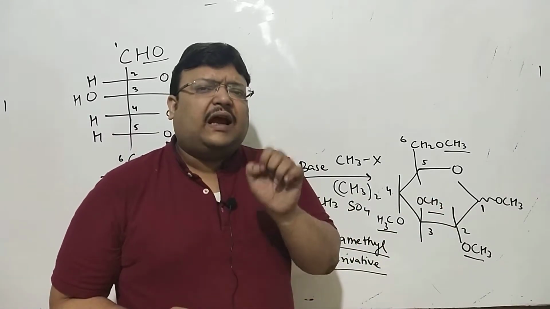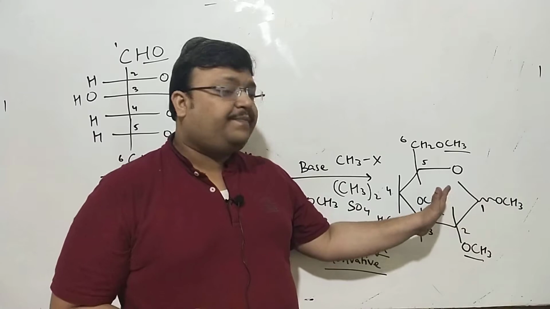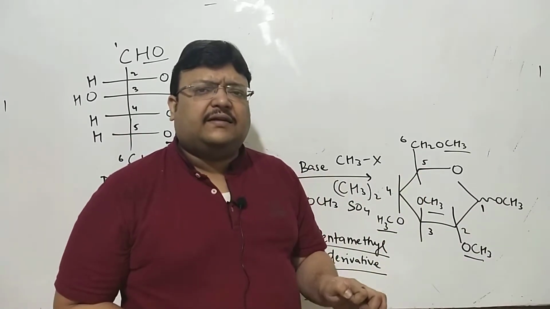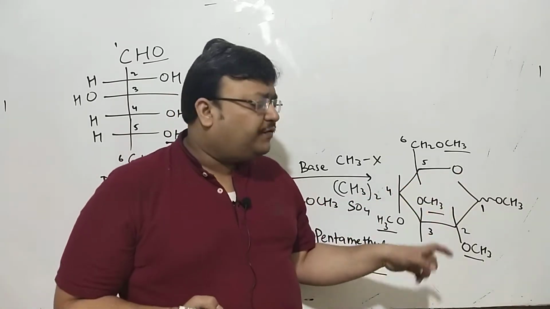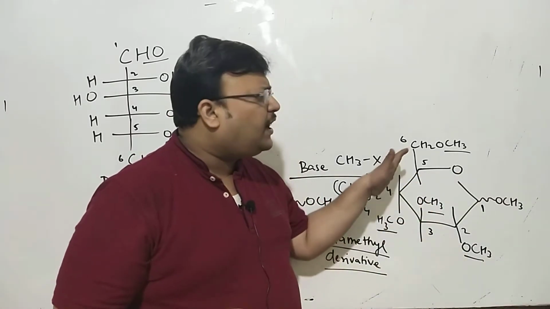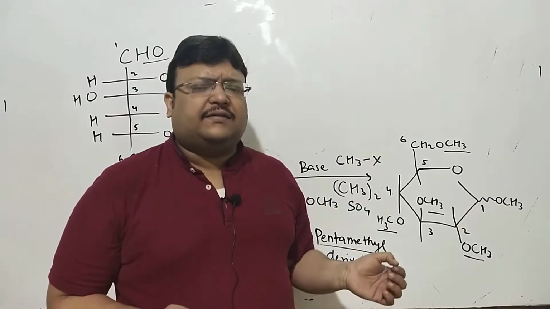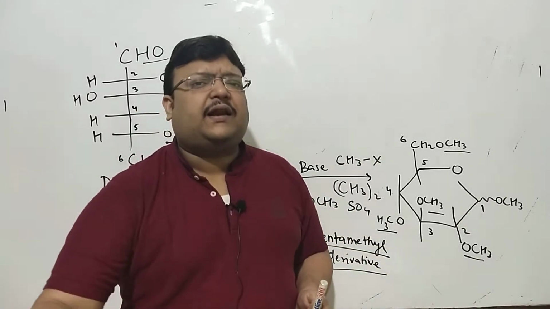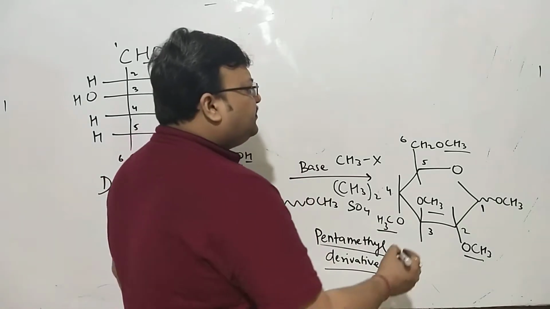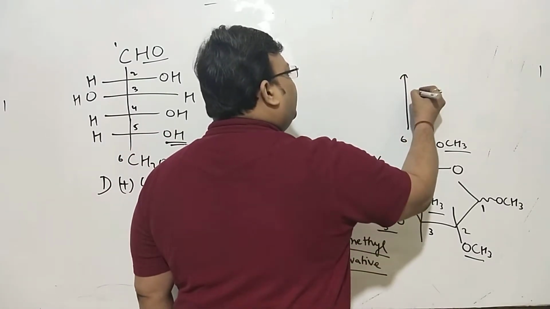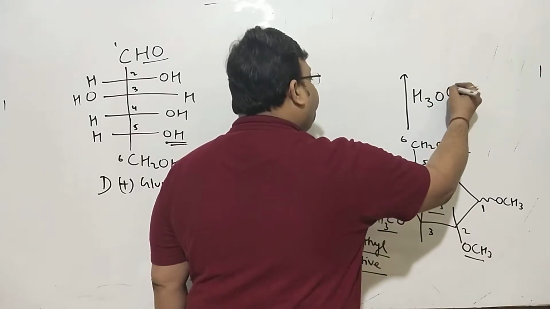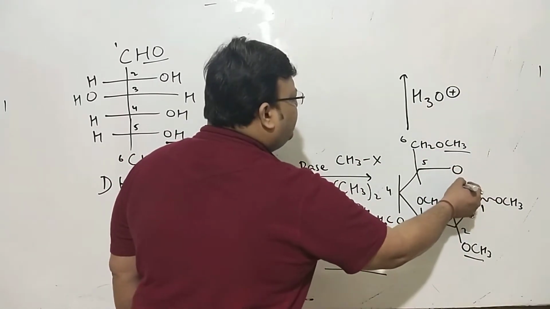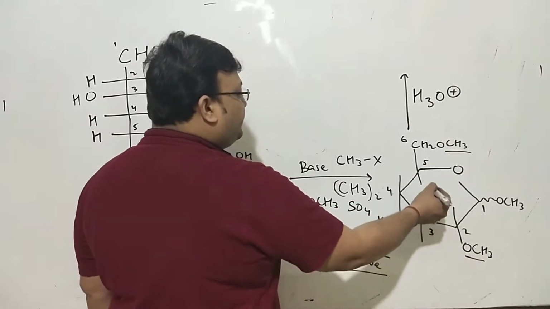So even under slight acidic conditions, acetal will get hydrolyzed, whereas ether will require a little more acidic conditions. Generally, ethers require HCl, HBr, HI, strong acid, whereas even in slightly acidic condition, the acetal will get hydrolyzed. And only the acetal gets hydrolyzed, the rest are not.